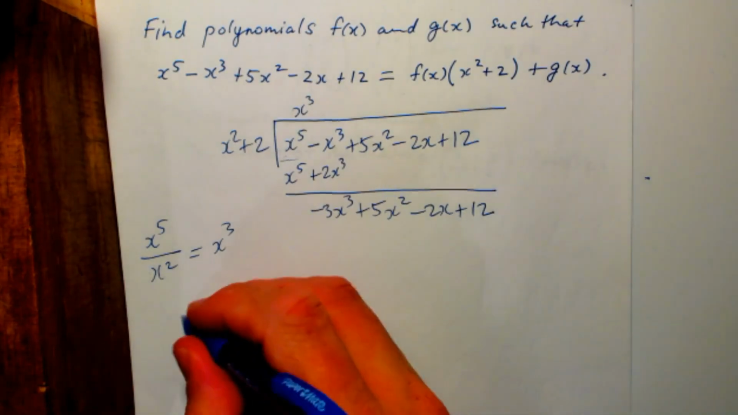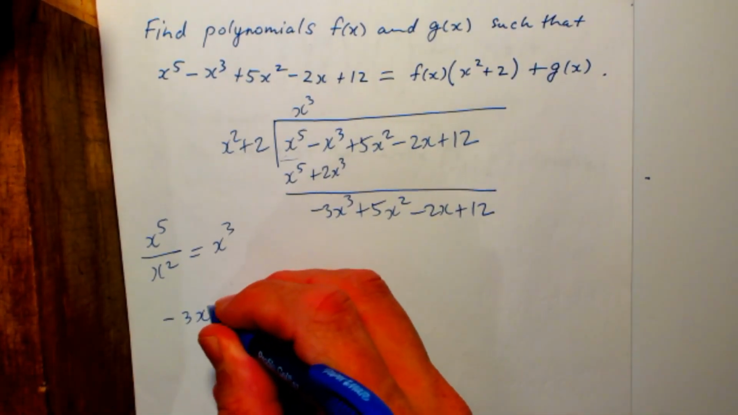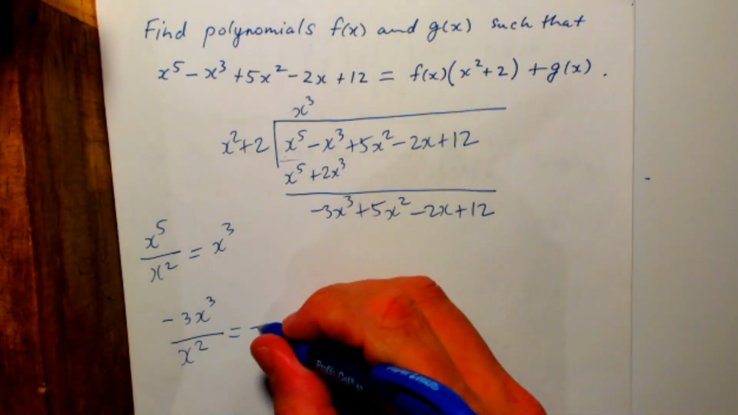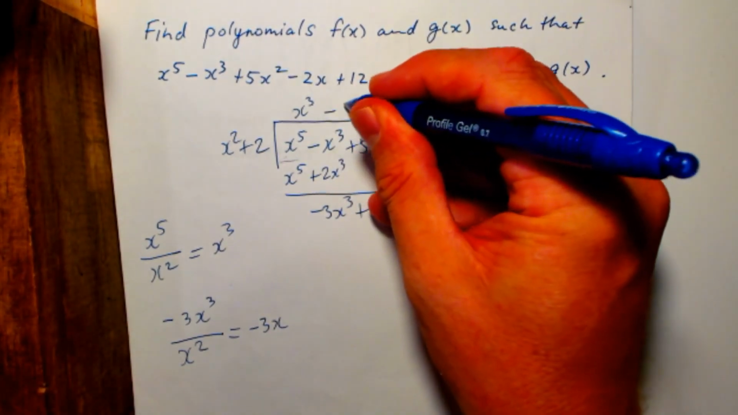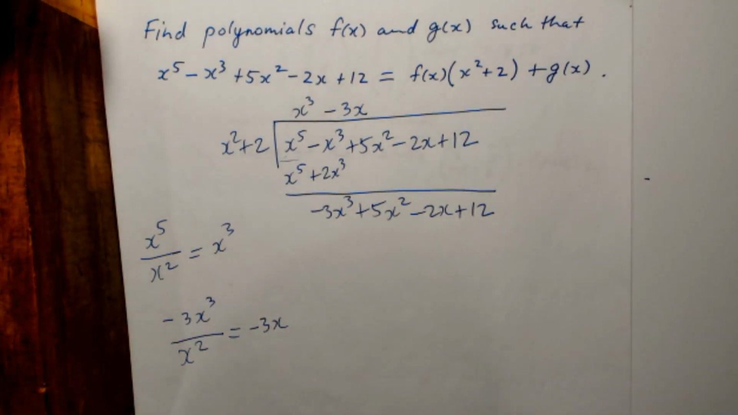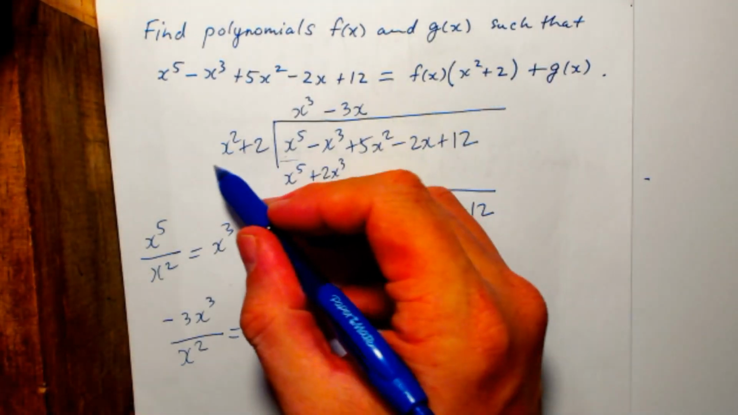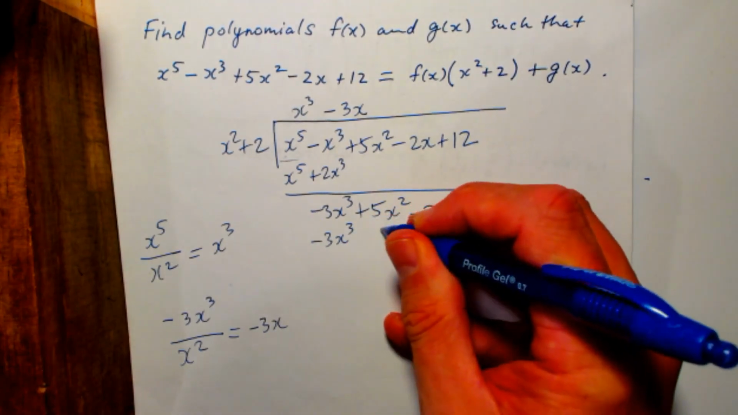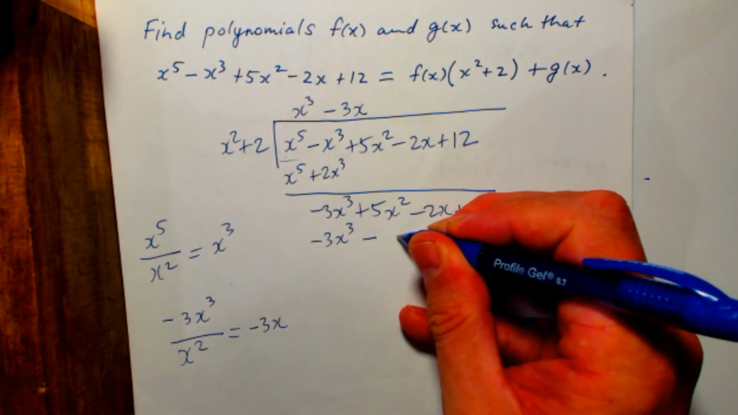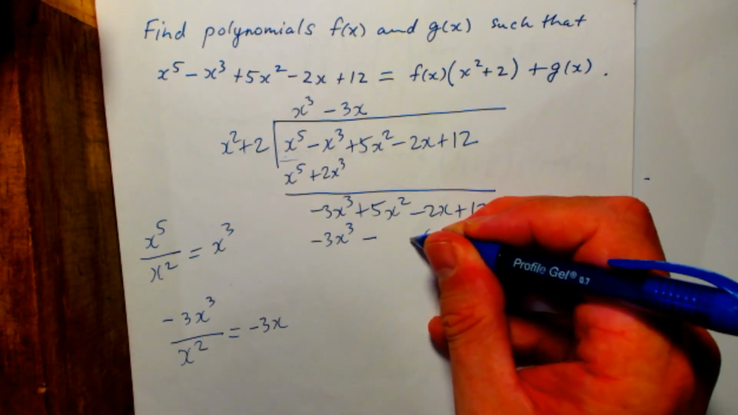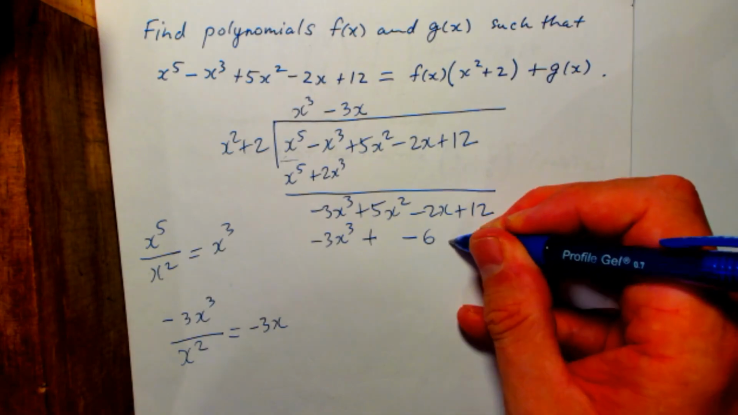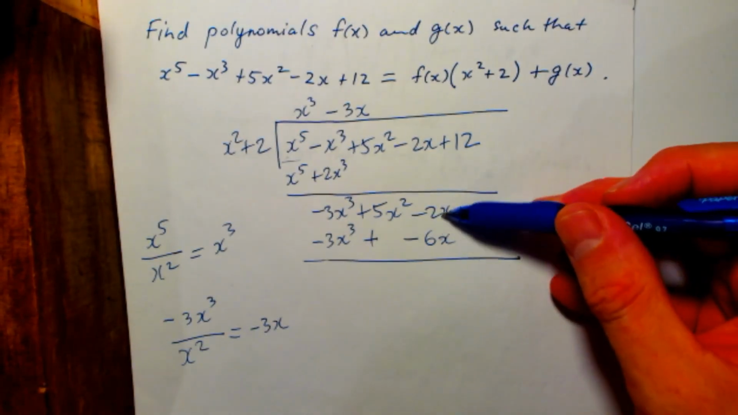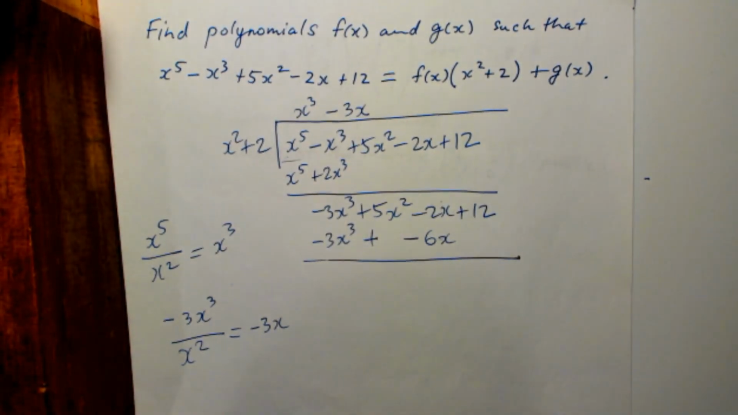Now we just repeat. Okay, so the question here on scratch paper, what is minus 3x cubed divided by x squared? So that's minus 3x. And then we write that above the box. We take that minus 3x, multiply it by all of this, and write it below. So we have minus 3x cubed minus 6x. Let's write it way over here, right? The reason I wrote it way over there is so I can line it up with this, so it makes sense when we take a difference.